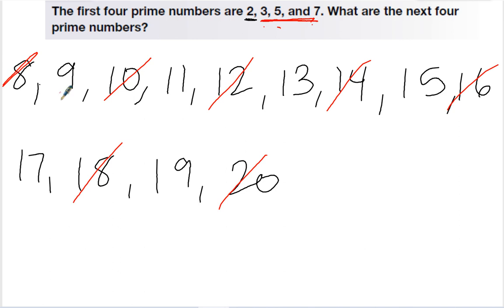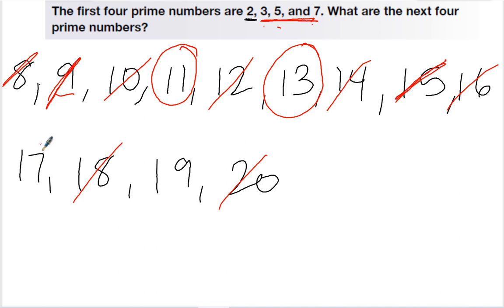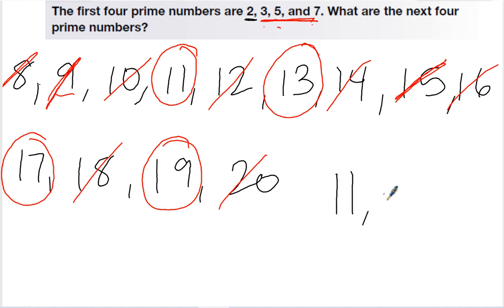So if we look at the number 9, 9 can be divided by 3, so that means it's not prime. Number 11 is prime because it cannot be divided by anything but 1 and itself. 13 is also prime. 15 can be divided by 5, so 15 is not prime. 17 cannot be divided by anything else, and neither can 19. So these are my next 4 prime numbers: 11, 13, 17, and 19.